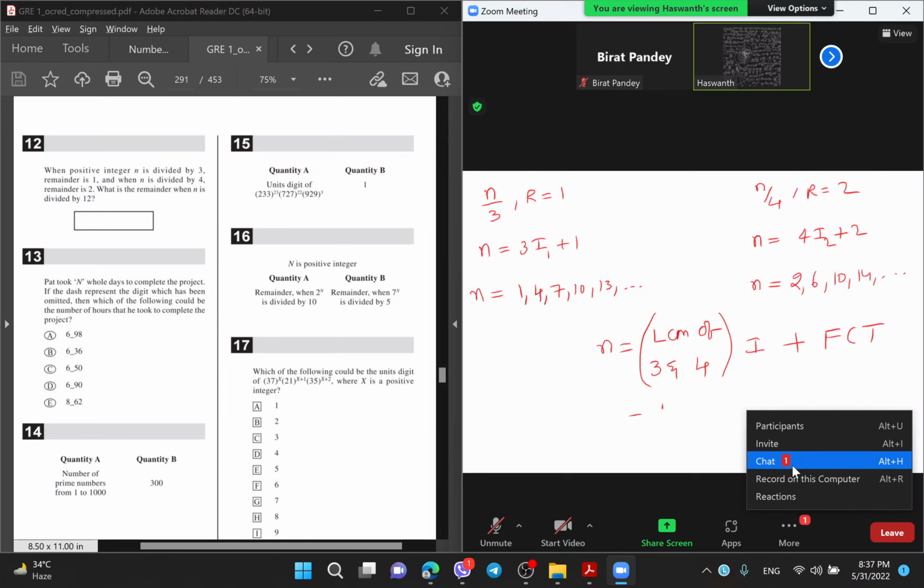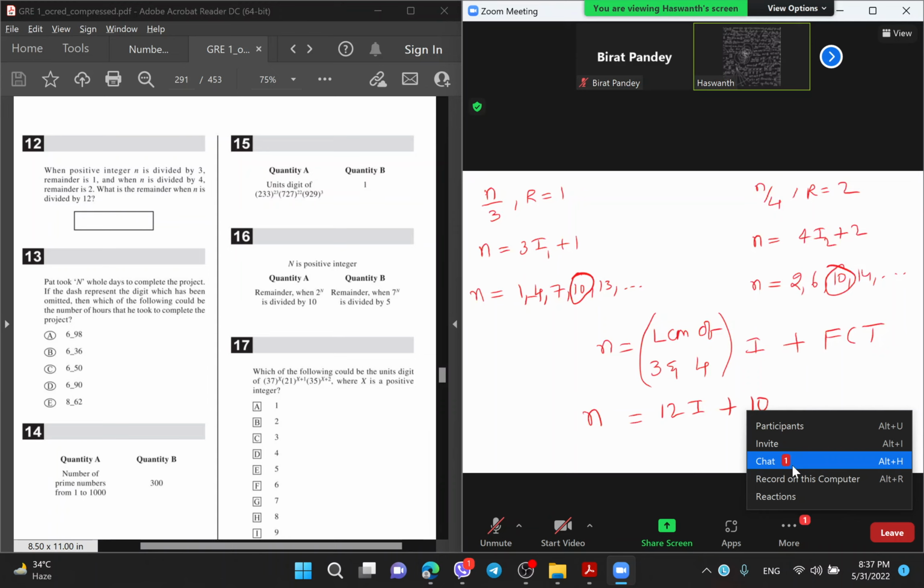So the LCM of 3 and 4 is 12 into some integer. First common term means the first term which is common to both the sequences. 1 not present, 4 not present, 7 not present, 10 present. 10 is the first term common to both the sequences. So the values of n satisfying these conditions will be of the form 12 into some integer plus 10.